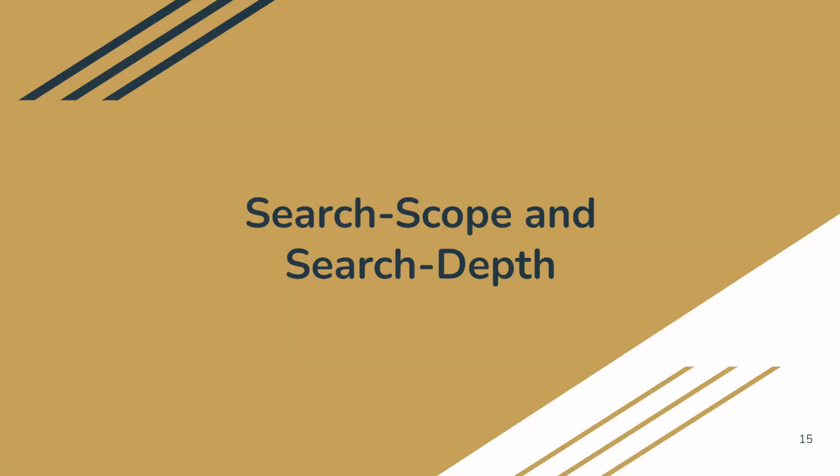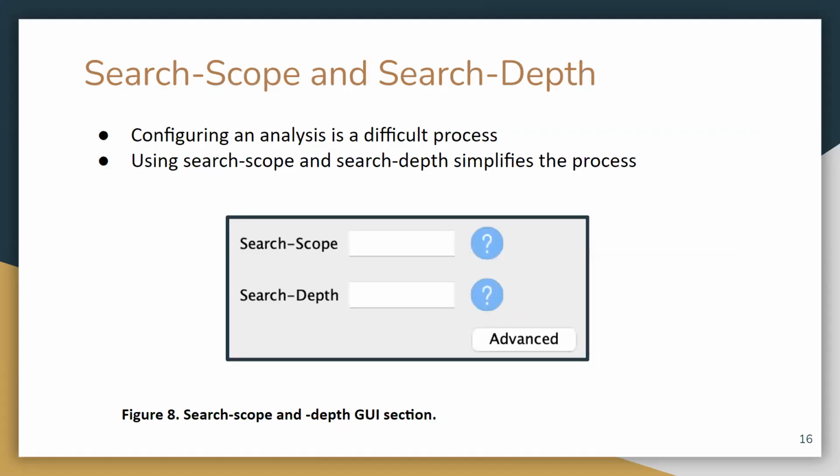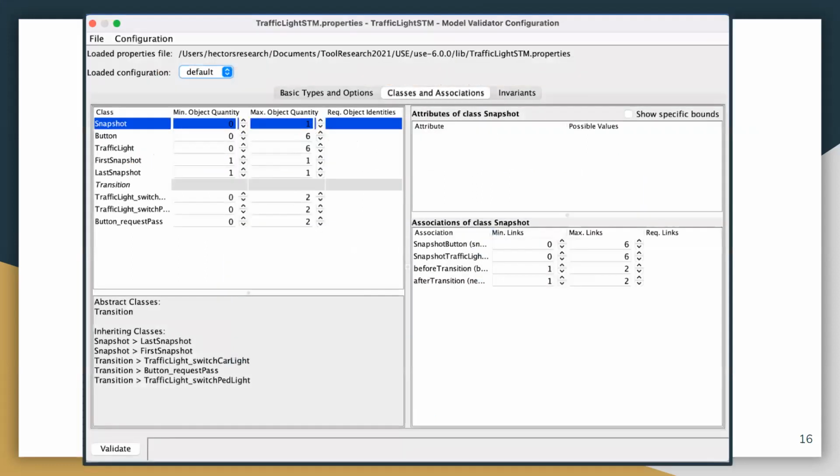Next, I'll talk about the search scope and search depth. Configuring analysis can be a difficult process. The USE model validator, which we use for the analysis, requires many different inputs. As you can see here, you must specify the min and max object quantity for each class, also for each association of each class. And this also uses the snapshot transition model, or STM, which we don't want users to have to deal with at all.